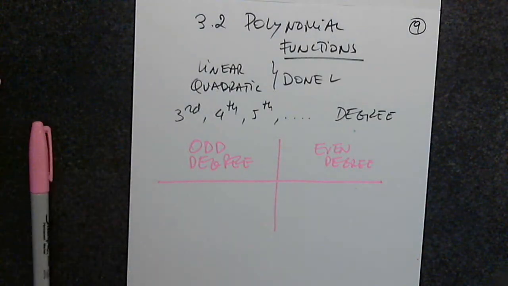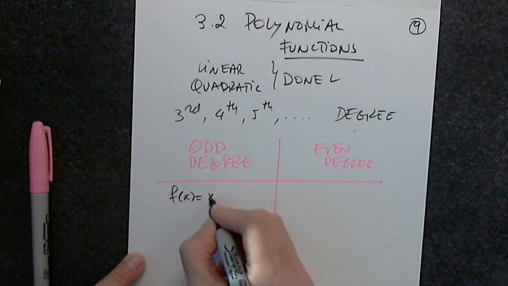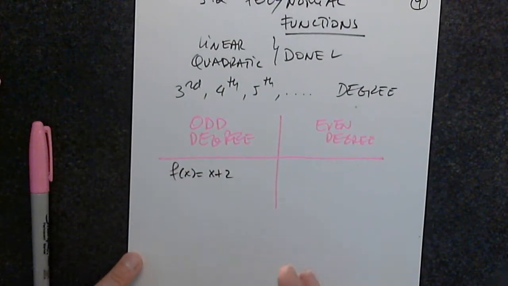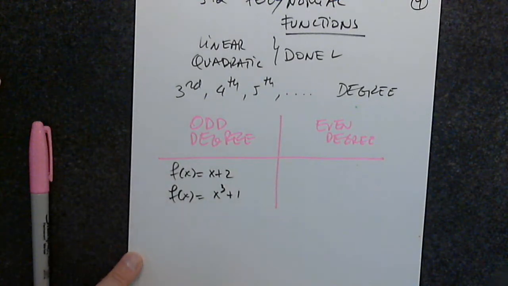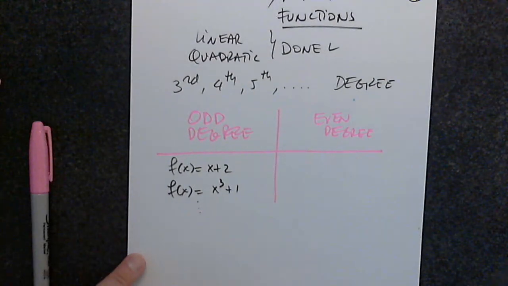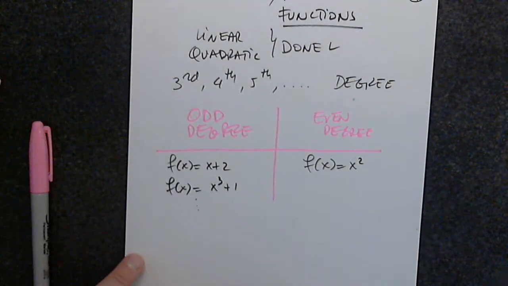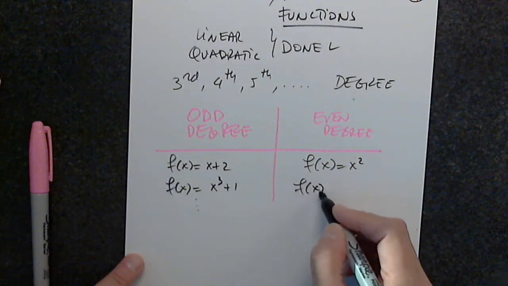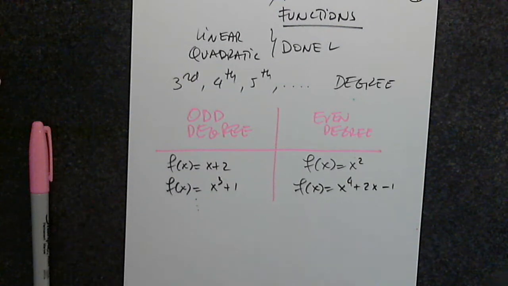Okay, so odd degrees will be, for example, linear or cubic, x cubed plus 1, and so on and so forth. Even degree will be something like f of x equals x squared, or f of x equals x to the fourth plus 2x minus 1, and so on and so forth.